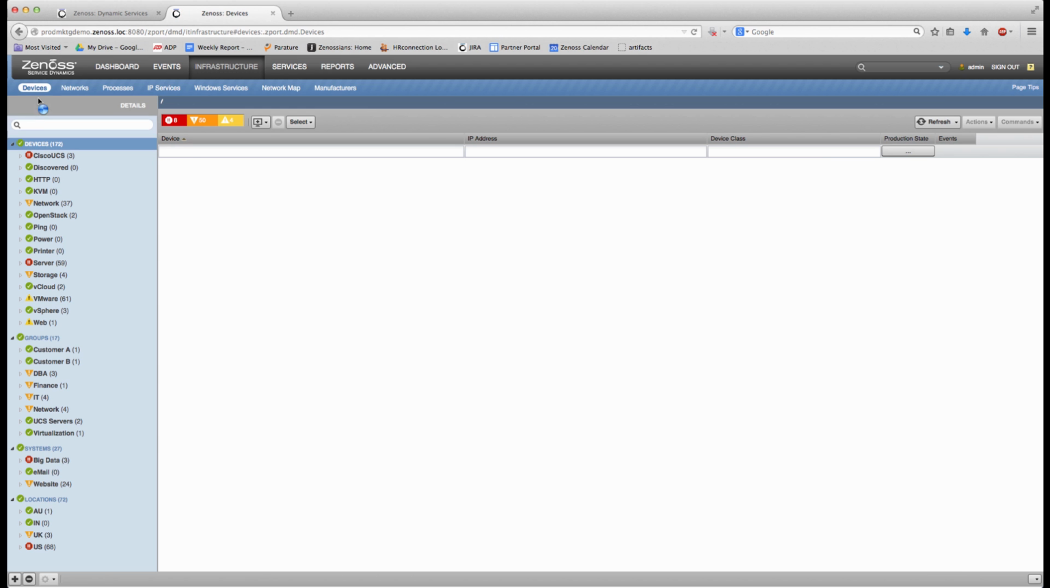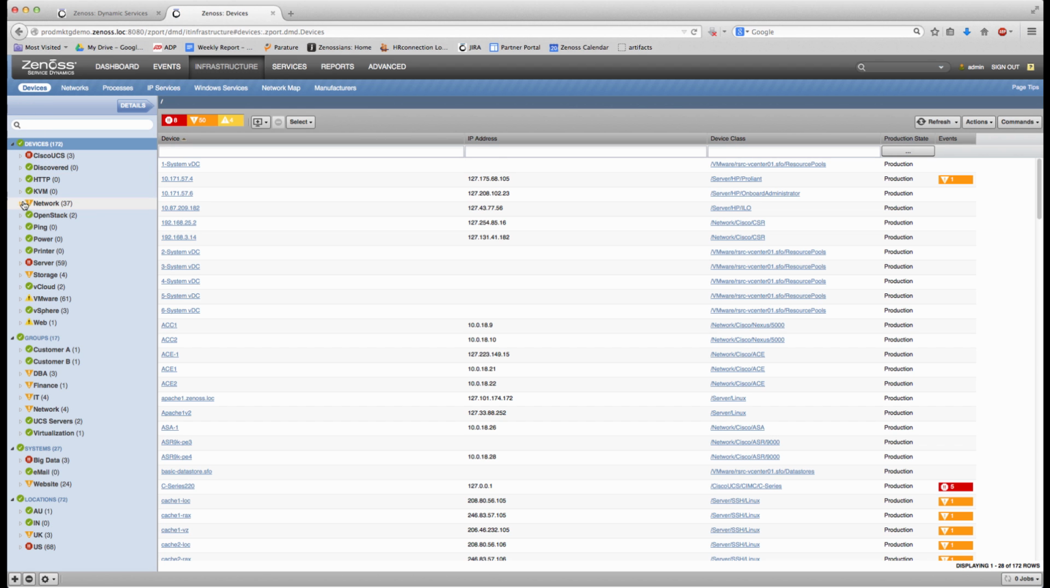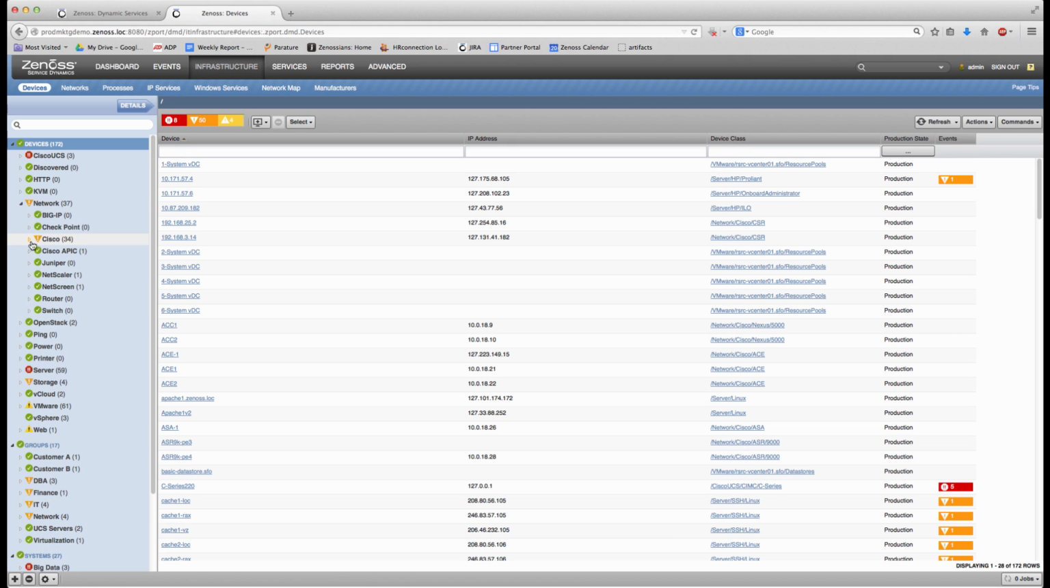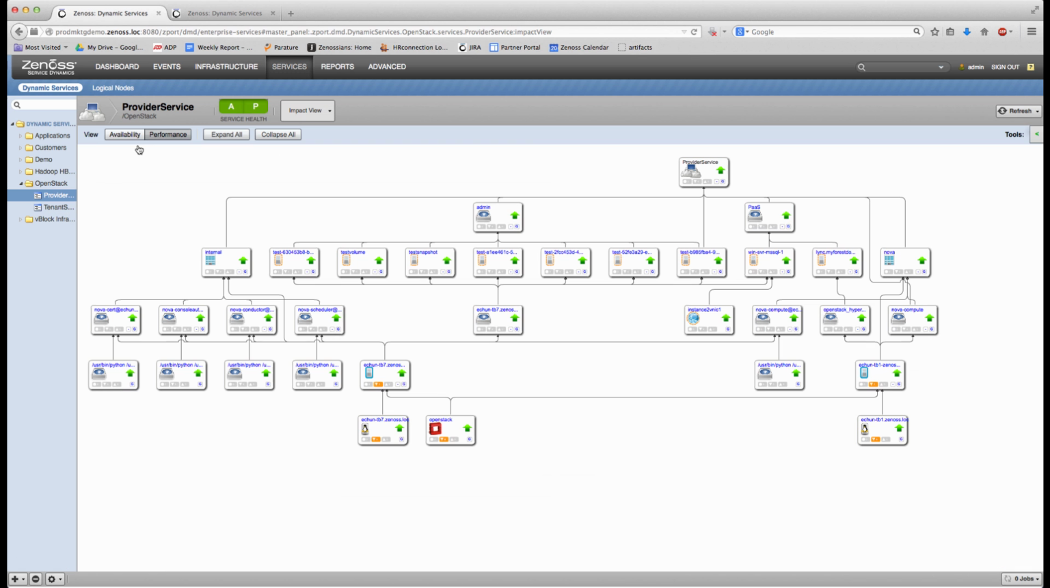Zenoss provides monitoring support for a wide variety of cloud infrastructures, including not only OpenStack, but also Apache CloudStack, Amazon Web Services, Microsoft Azure, and VMware vCloud. Zenoss also supports monitoring virtual infrastructures, such as Microsoft Hyper-V, VMware vSphere, and more, as well as converged infrastructure components from Cisco, Brocade, and Juniper.